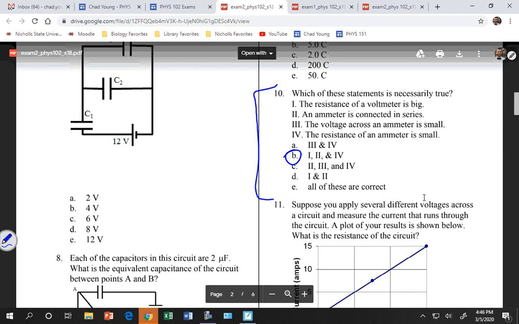All right. Remember, these are the tricky ones. The voltage across an ammeter is small. Not necessarily, you would say to yourself. And if it's not necessarily true, then it's not an answer to the question.